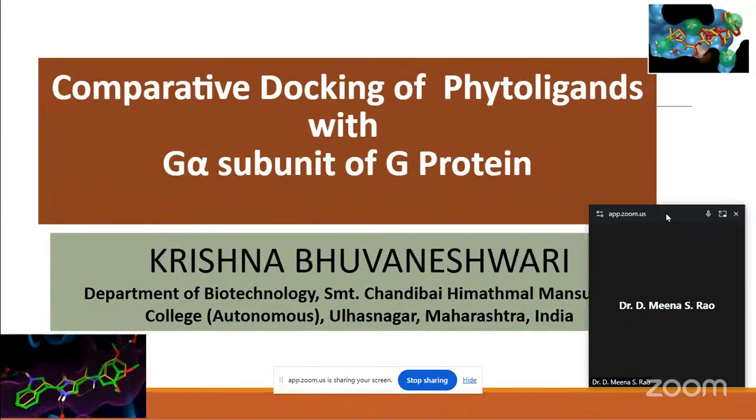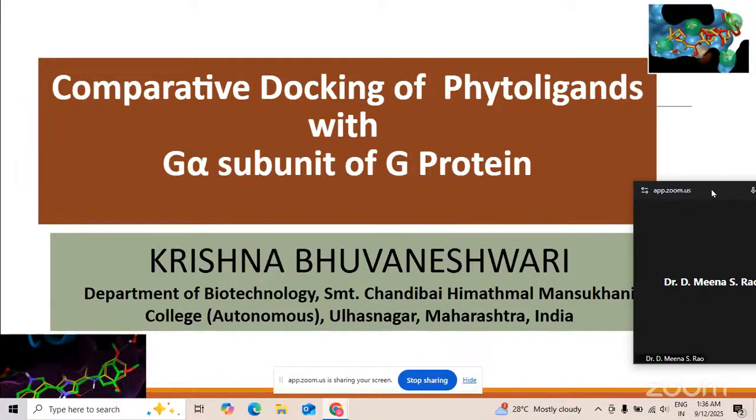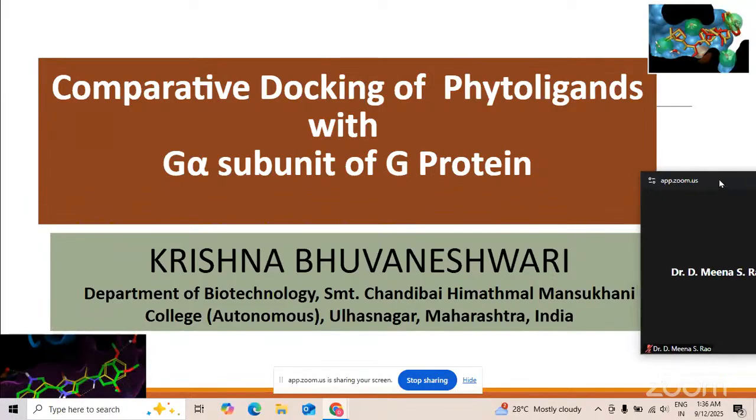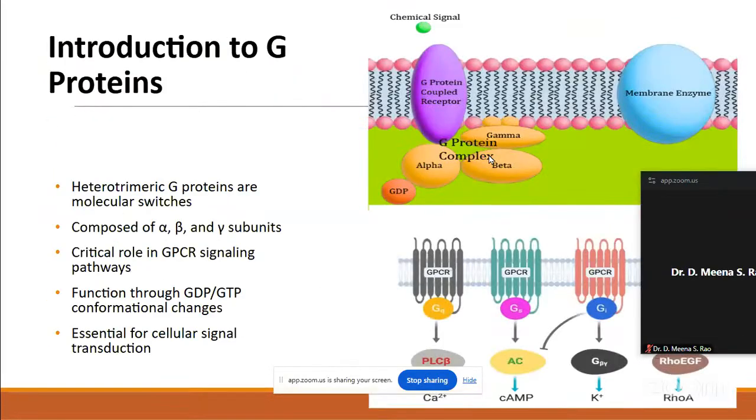Good afternoon to all the dignitaries and the judges. This is Dr. Bhuvaneshwari Krishna from the Department of Biotechnology, Srimati Chandibai Himatmal Mansukani College. I've done a small study on comparative docking of phytoligands with the G alpha subunit of G protein. So my topic for this small study is on G proteins.